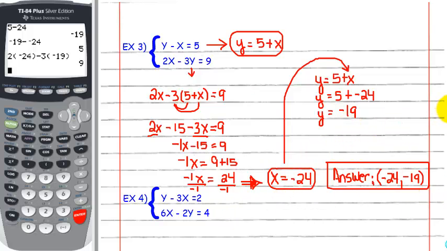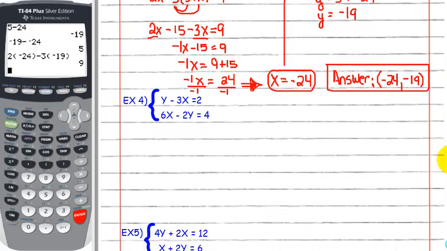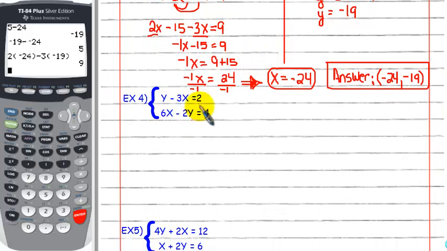Example number 4. Alright. Okay, this is example number 4. Remember, you have a choice. What letter do you want to get alone? You know, if you notice right there, the y is almost alone. All you have to do is move the 3x to the other side. And there we go. That's what's going to happen. So let's go ahead and do that. Okay, let's move the 3x to the other side. So it'd be y equals 2 plus 3x. The y is alone.